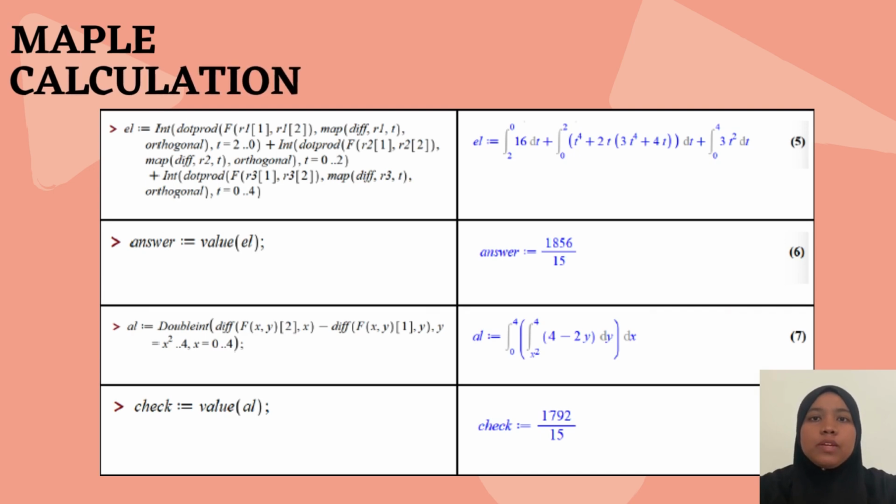Next, for the Maple calculation, we set up the graph in Maple as above. Then, we use coding in Maple to generate the answer for this question. And the answer in Maple is 1792 over 15, which is similar to the manual calculation.